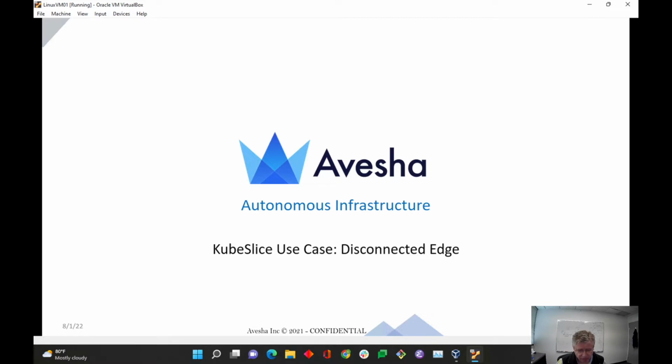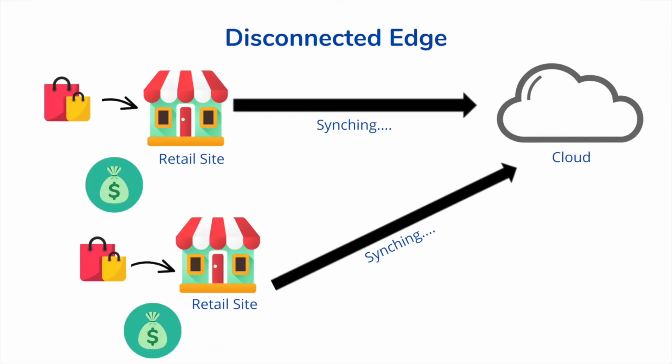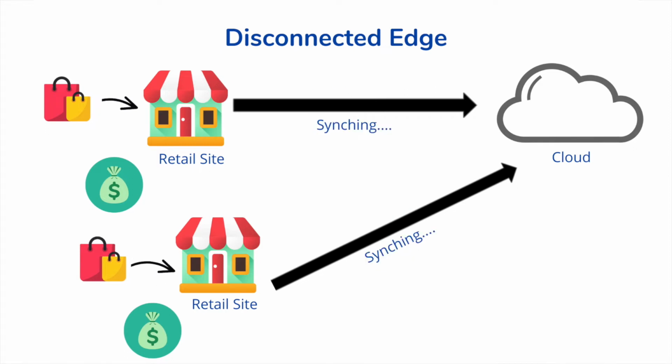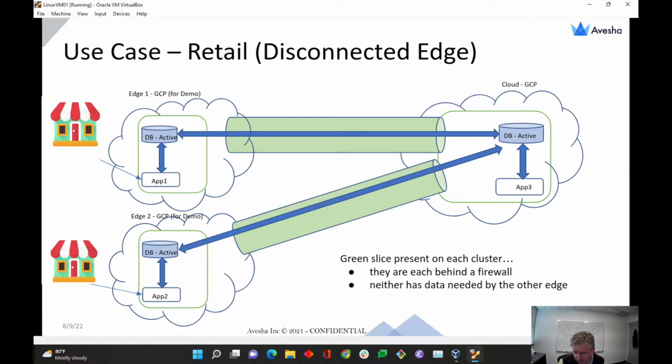Today we'll be talking about a use case of kubeslice that we call disconnected edge. What we're calling disconnected edge is when you have a retail site with ongoing transactions, and you want to ensure that those transactions are able to continue even if that retail site should lose connectivity to the cloud. You can have a configuration like this, where on the left you see a couple of edge sites configured with their own local application for, say, point of sale transactions or things like that.